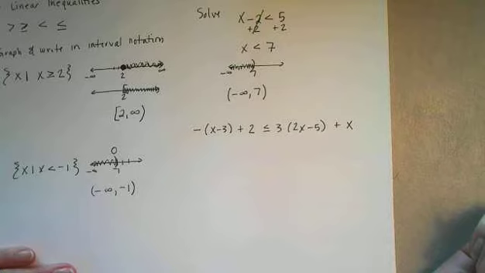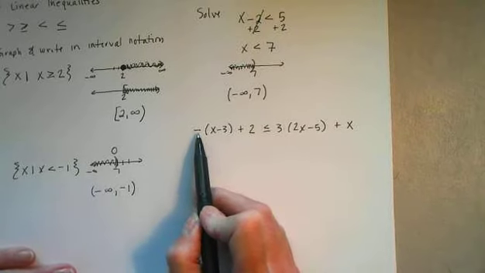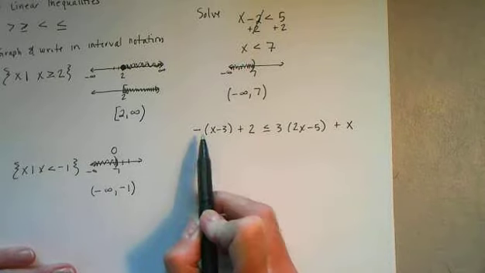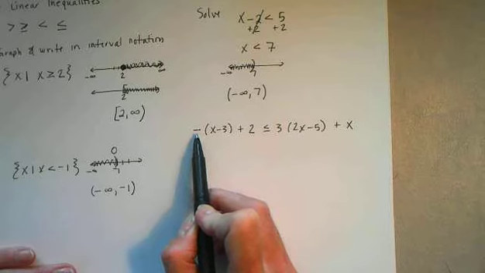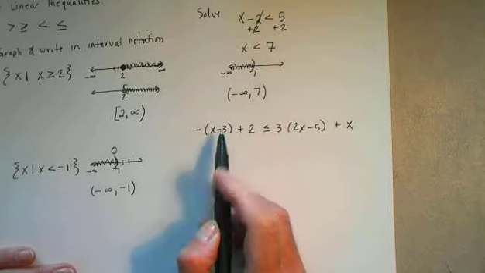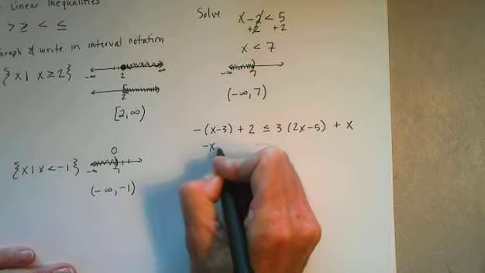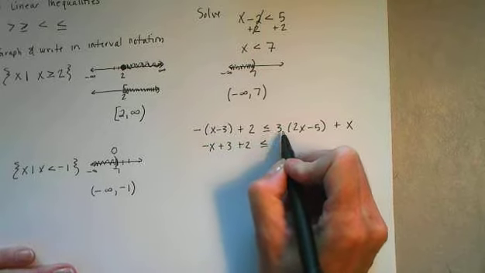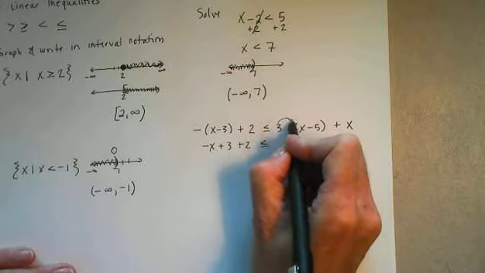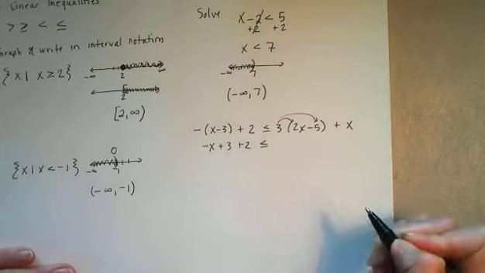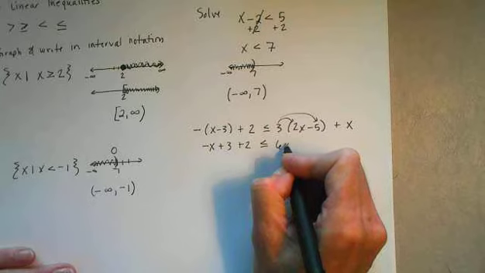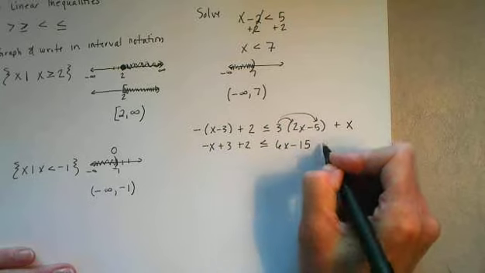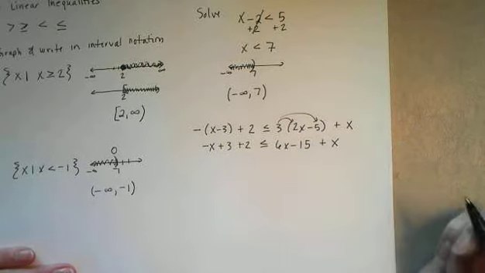So we're going to begin by that lovely word distribute. We're going to distribute here and here. And so make sure you go all the way through the parenthesis. So it becomes negative x and positive 3. And then on the right side, we're going to distribute the 3. So again, it will be 3 times that and 3 times that. So I have 6x minus 15 plus x.